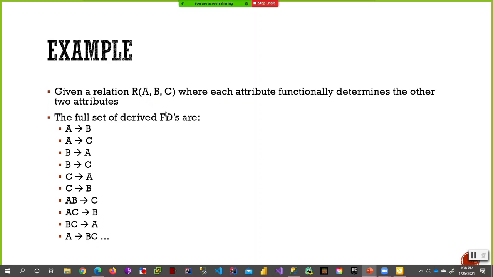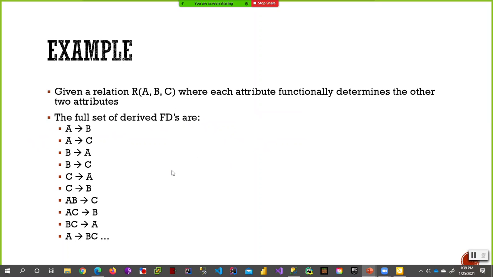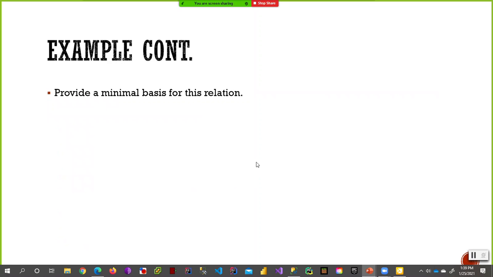You have to determine all of these given the rules that we have, right? So each attribute functionally determines all of the others. So you have to have the single functional dependencies for A, B, and C, and then you have to do the combined functional dependencies for each one of them. And our job here is to provide a minimal basis for the relation. So we're going to give a set of functional dependencies that are equivalent to this big, giant, long functional dependency list that we have inside of here.